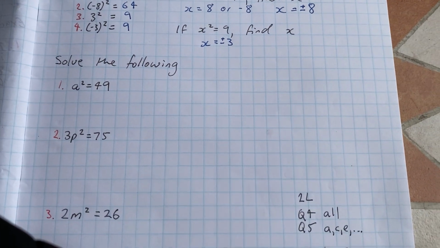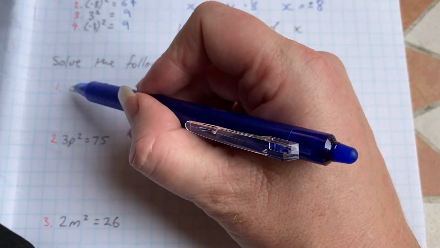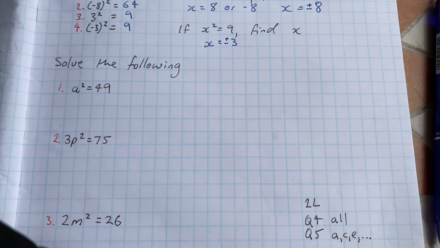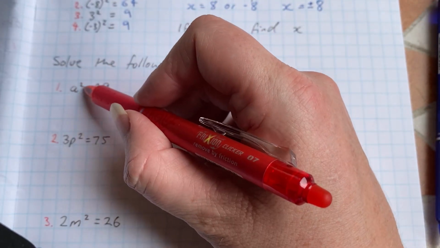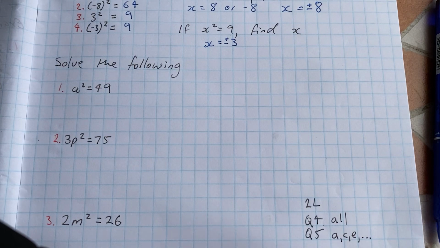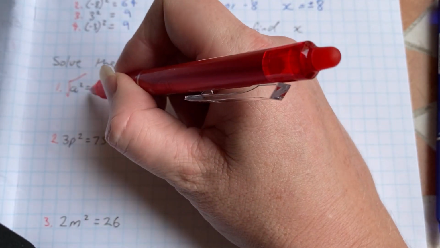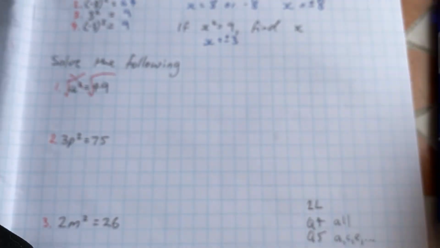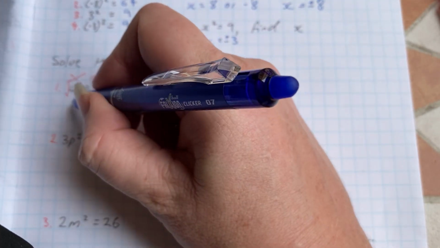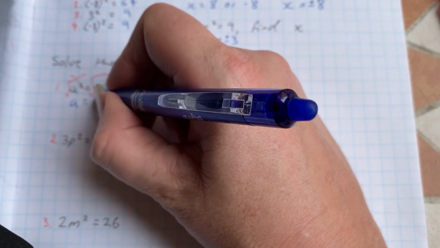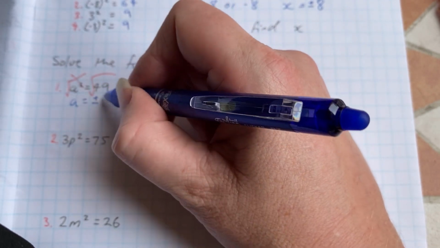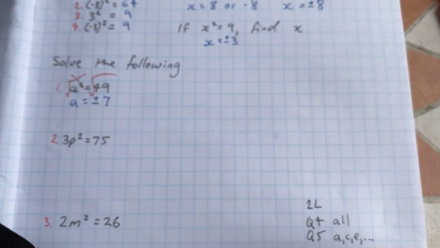Okay, so let's have a go at a few of these. So the first one is a squared equals 49. So what you need to do to get a on its own is square root each side. We had lines that looked like this when we were doing Pythagoras' theorem. So let's square root each side. The square and the square root cancel out, just leaving a on its own. Anytime you square root each side, you write plus or minus, and 49 gives us 7.